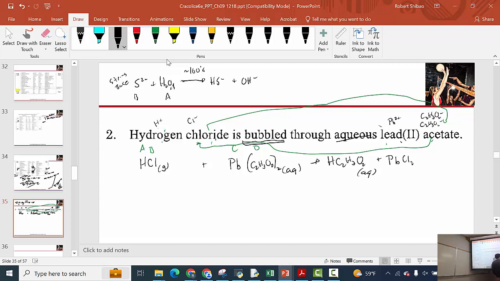So we're forming acetic acid. So over on the product side, we have acetic acid. Over on the reactant side, we have hydrogen chloride. Well, hydrogen chloride, if you bubble it through water, do you know what's going to happen? If we bubble hydrogen chloride through water, it dissolves in water, and we form HCl AQ. HCl AQ is called hydrochloric acid. So if I take my hydrogen chloride gas and bubble it through water, I'm going to form hydrochloric acid.